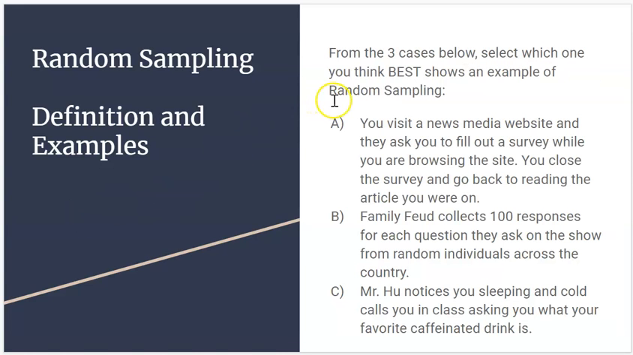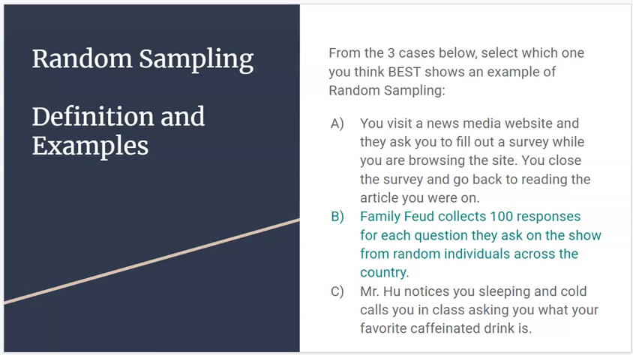All right, so three more cases here. Let's take a look at which one best shows an example of random sampling. I'll give you a few minutes to do this. Alrighty, and the answer, of course, is B again.